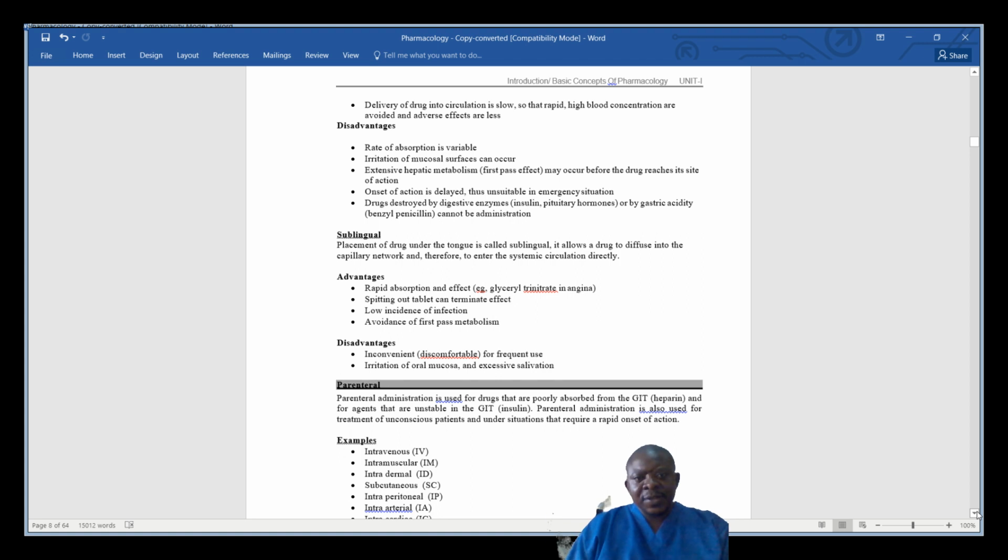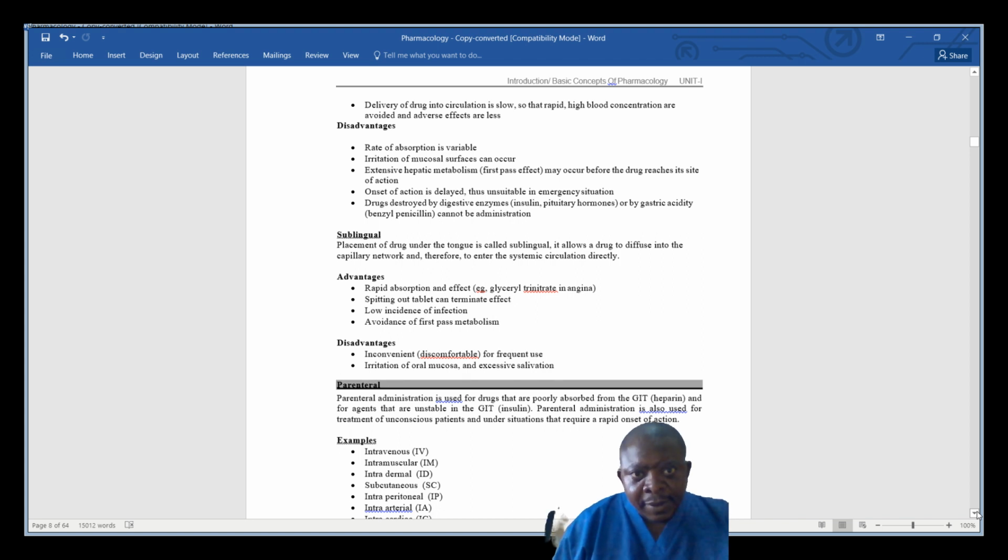There are advantages to giving the drugs sublingually. Some of the advantages that we can talk of, I'll just talk about four, is rapid absorption and the effect of the drug will be felt within a short period of time. So there can be rapid absorption and effect. For instance, glyceryl trinitrate in angina, you need rapid absorption in order to stop the pain that is coming from the heart. So glyceryl trinitrate in angina, we give it by sublingual route.